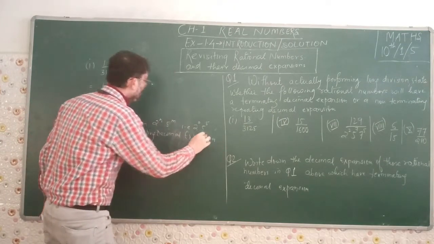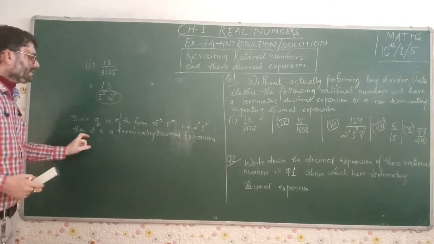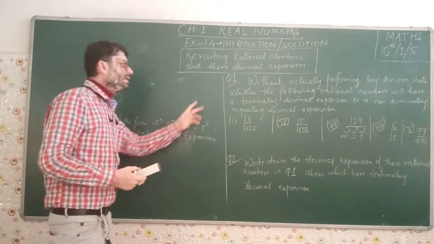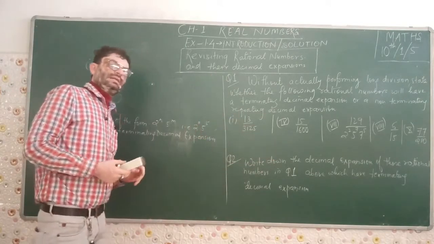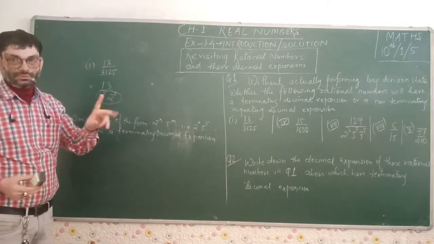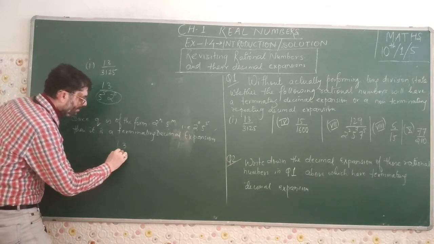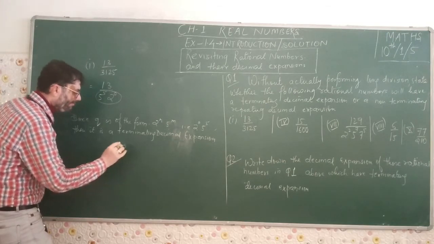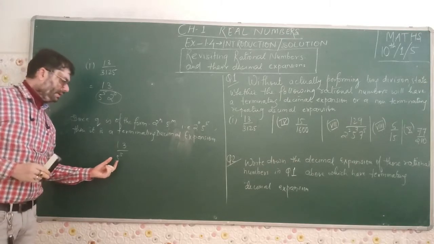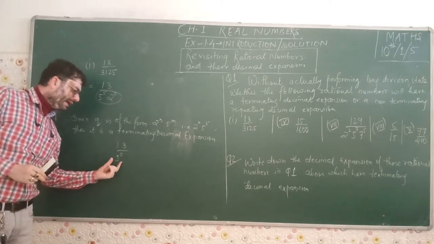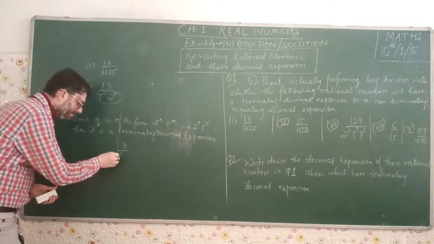Now since we have got 13 by 3125 as a terminating decimal expansion, then moving on from question 1 to question 2, we will have to write the decimal expanded form also, but without actual long division. So how to write that? This is 13 by 5 to the power 5. Here in our denominator we have 5 to the power 5.